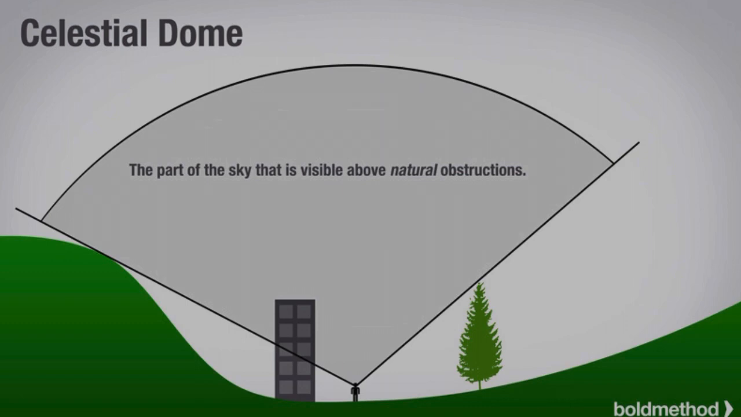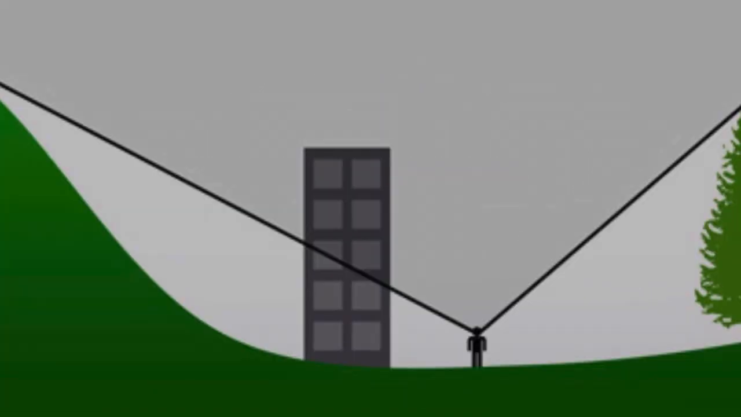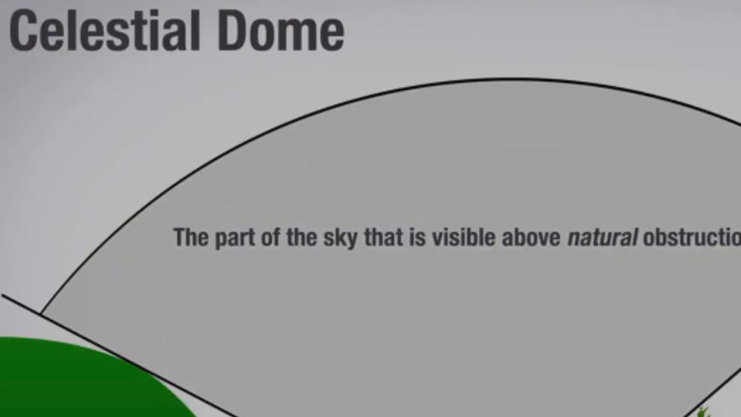Celestial dome is the part of the sky that's visible to a human observer above all natural obstructions, including hills and trees. If there is a building which restricts the observation, they will try to see or estimate the sky condition on the other side of the building. Important to know that celestial dome only applies to observation stations with human observers.